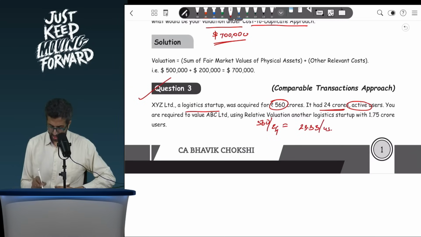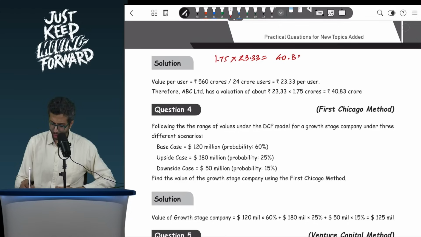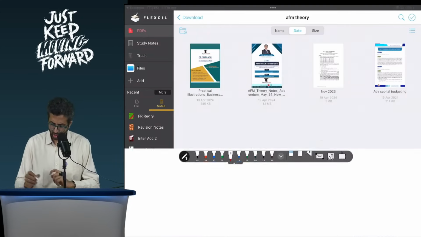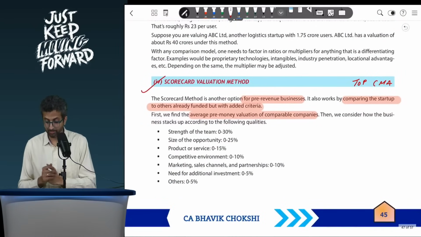You are required to value ABC using relative valuation, which is another startup with 1.75 crore users. So 1.75 into 23.33, that is approximately 40.83 crores, will be the value under the comparable companies method. Next, you have scorecard based valuation.